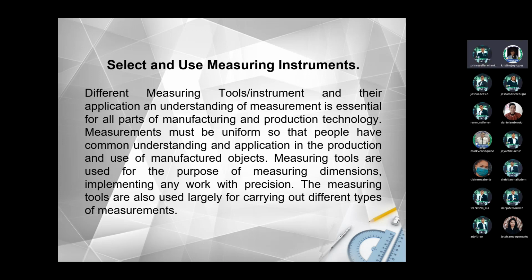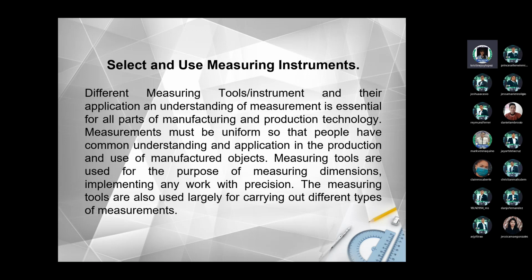Select and use measuring instruments. Different measuring tools, instruments and their application. The understanding of measurement is essential for all parts of manufacturing and production technology. Measurements must be uniform so that people have common understanding and application in the production and use of manufactured objects. Measuring tools are used for the purpose of measuring the dimensions, implementing any work with precision. The measuring tools are also used largely for carrying out different types of measurements.